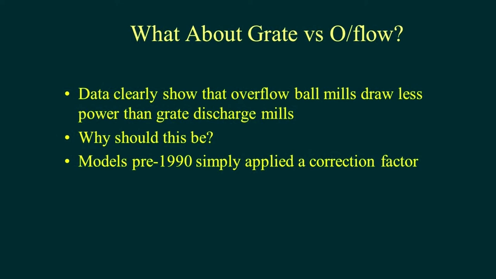And those people that had developed ball mill models said, oh, we need a correction factor for overflow versus grate discharge ball mills. And there's no doubt that if you look at real data from grate discharge versus overflow ball mills of the same size, with the same ball load, same speed, same everything, they do draw less power. It is significantly less power. And all previous researchers simply had a correction factor for that situation.